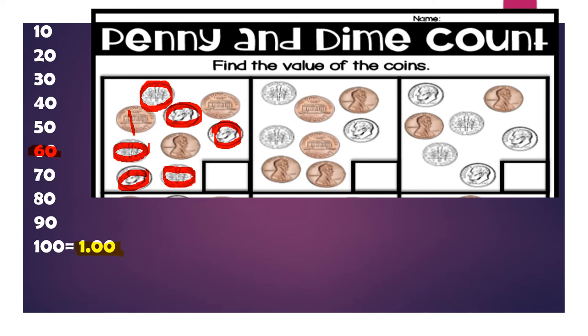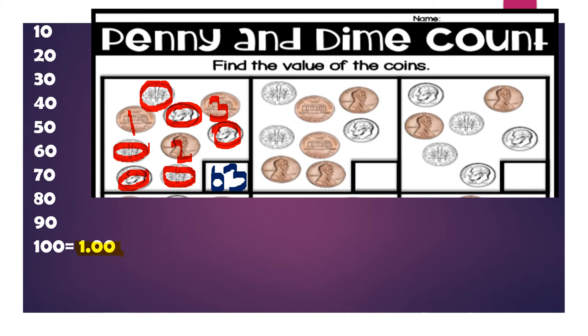61, 62, 63. So right here, boys and girls, you have 63 cents. Oh, we're getting more coins now. I'm sure you can buy a lot with 63 cents. We'll see. Okay, let's move on to the second one.